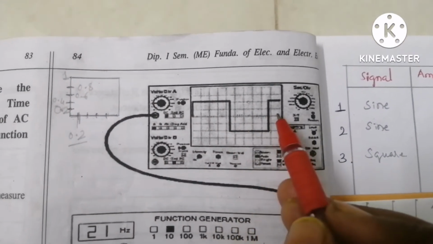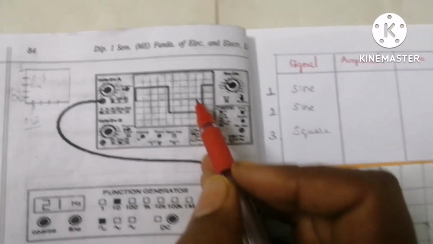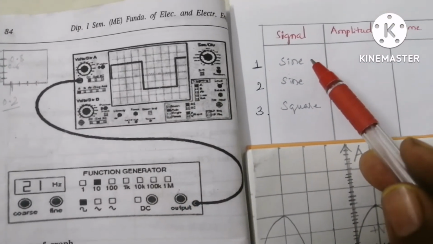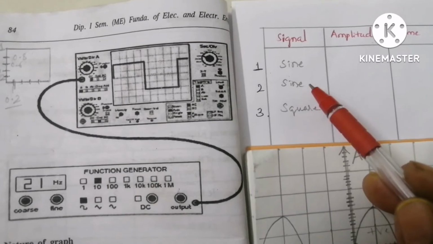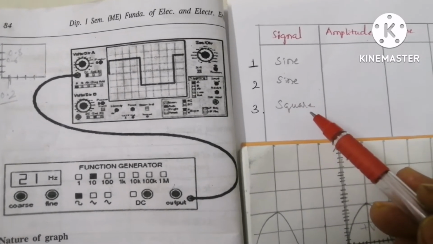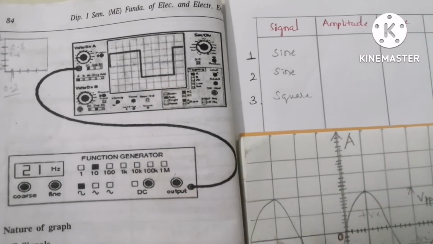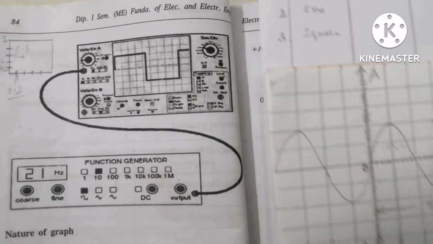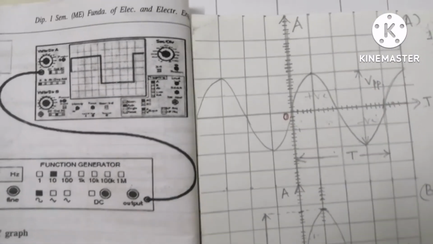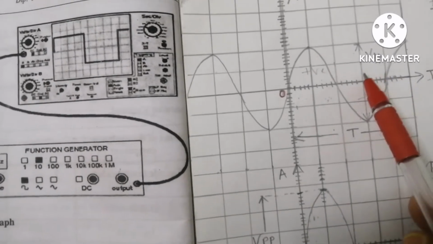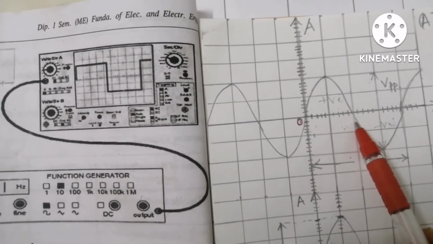signal time. So suppose I consider 3 different cases: sine wave with different amplitude and time, and square wave. So how to measure amplitude and time in the CRO with the help of an example. Let me explain. So this is one sine wave pattern I have considered here.